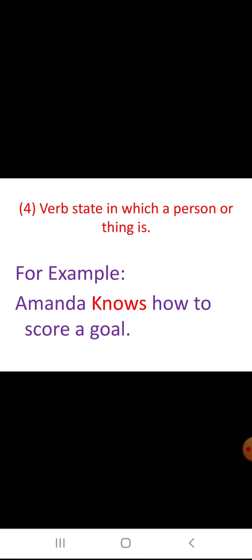Verb also expresses a state in which a person or thing is. For example, Amanda knows how to score a goal. So what the person knows, what the subject knows, we can express through the verb only. So Amanda knows how to score a goal.